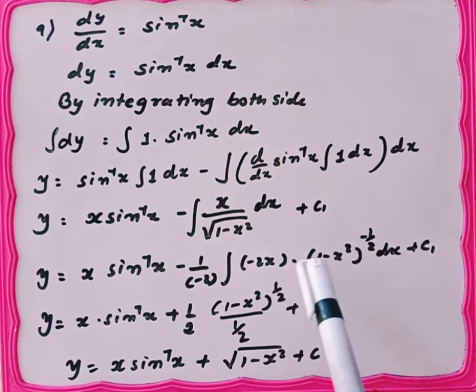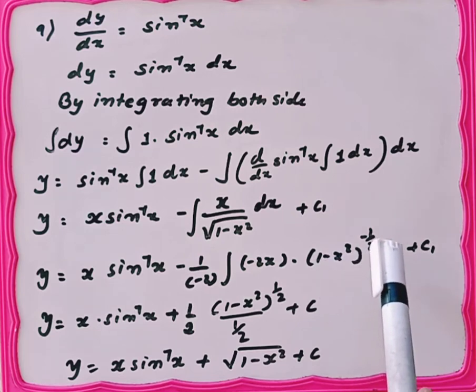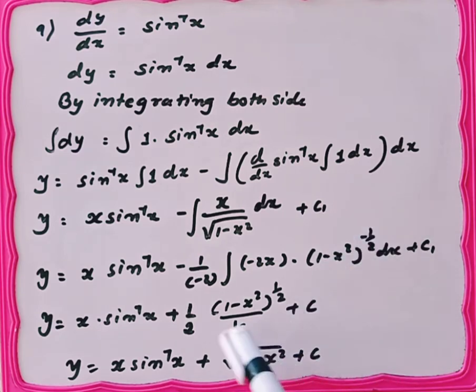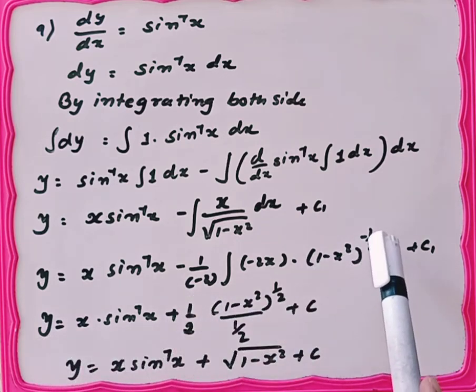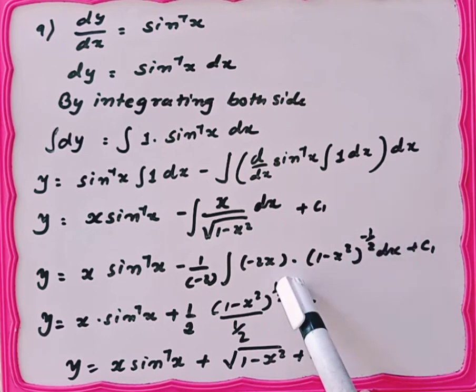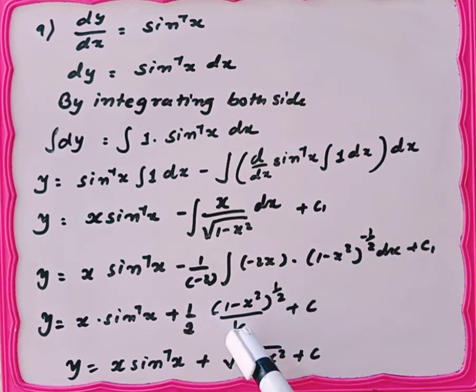Now here f dash x into fx raised to n, then we have fx raised to n plus 1 upon n plus 1. So we will write y equals x sin inverse x plus 1 by 2 into 1 minus x square raised to minus 1 by 2 plus 1, which is 1 by 2, upon 1 by 2. So 1 by 2 cancel plus c. And so we will have the final answer y equals x sin inverse x plus under root 1 minus x square plus c.